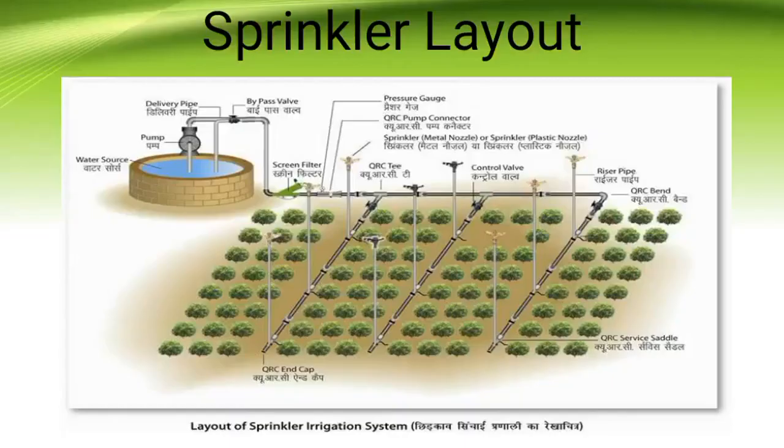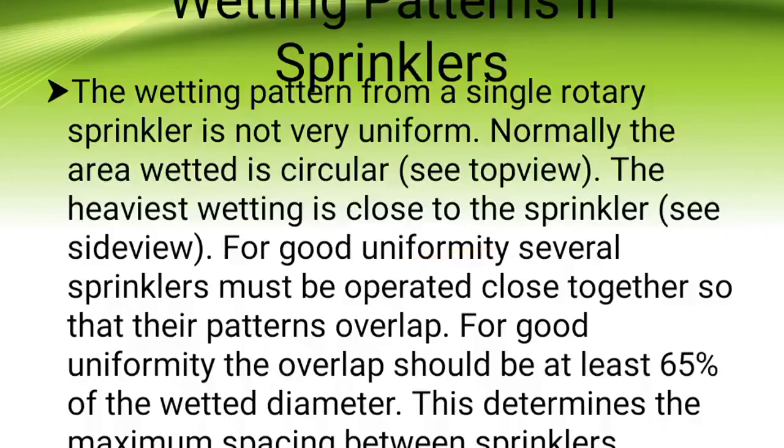Sprinkler layout. These are the components: water source, pump, delivery pipe, bypass valve, screen filter, pressure gauge, QRC pump connector, sprinkler metal nozzle or sprinkler plastic nozzle, control valve, QRC-T, QRC end cup, riser pipe, QRC bend, QRC service saddle, and example of crop.